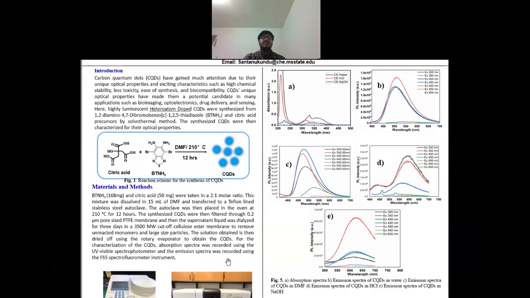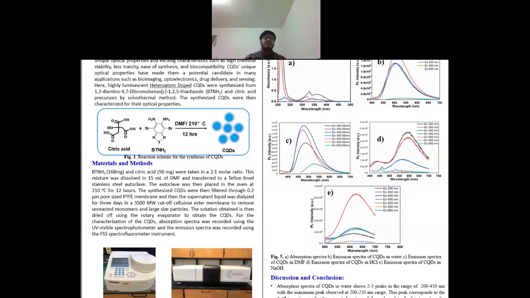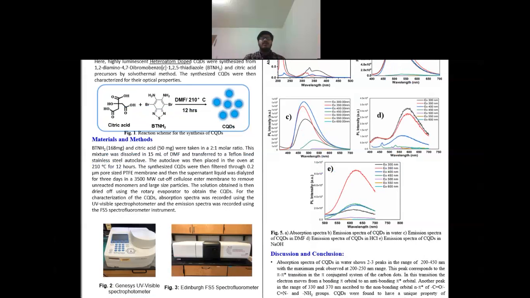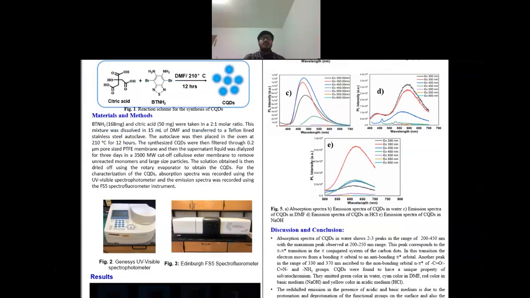Figure 1 shows the reaction scheme for the synthesis of carbon quantum dots. 168 mg of BTNS2 was taken along with 50 mg of citric acid in a 2:1 molar ratio. This mixture was then dissolved in 15 ml of DMF and transferred to a Teflon-lined stainless steel autoclave. The autoclave was placed in an oven for 12 hours at 210 degrees C.